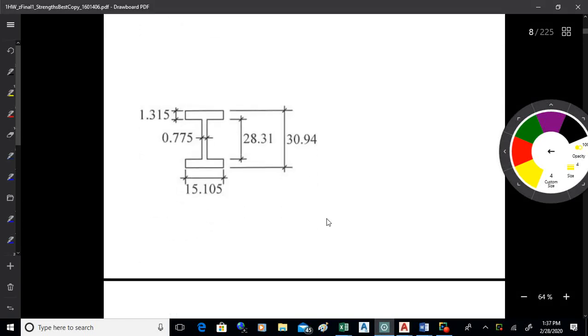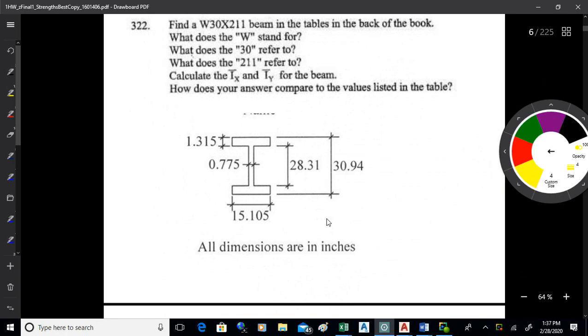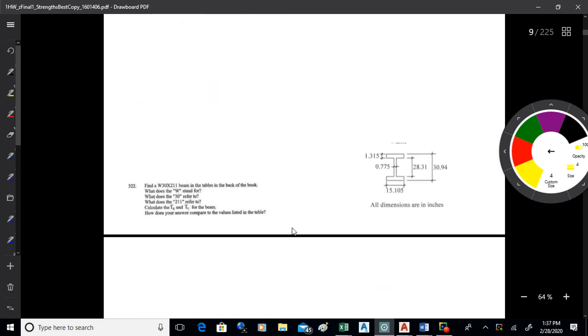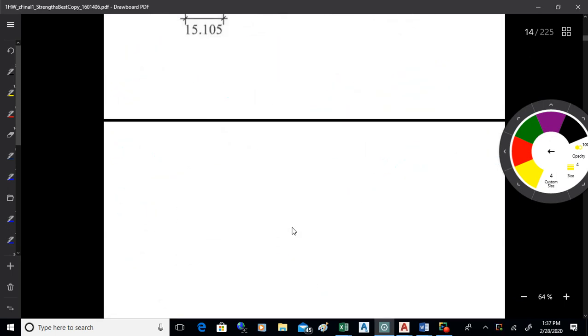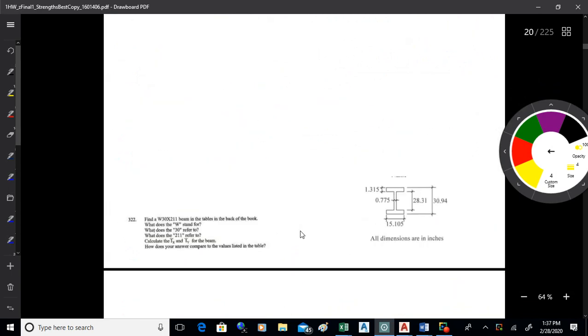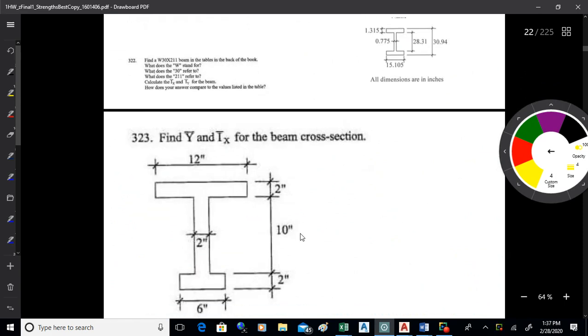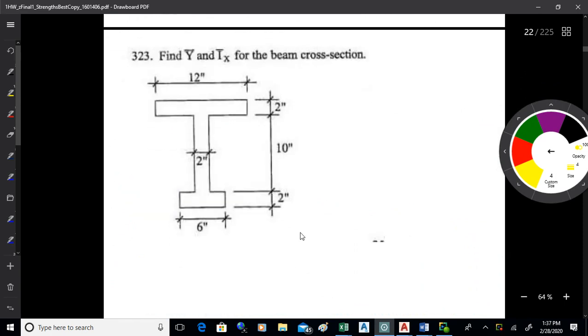Right, we've got a couple of these problems for moment of inertia. Now what we're doing here, it's a two-step process. The first thing we've got to do is find the y-bar centroid, and then the second thing we have to do is find the moment of inertia about the centroid. So it's a two-step process. We've got two of these to do, 322 and 323. Do we have questions on either one of these in particular?